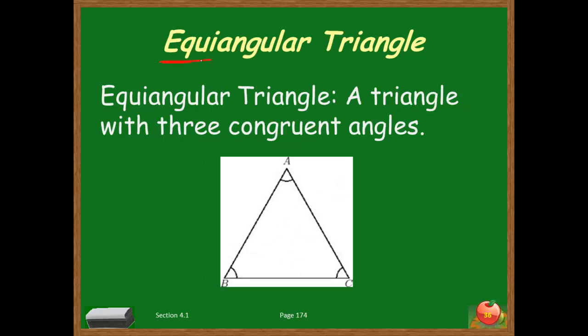Equiangular. Equi means equal, and angles form angular. A triangle with three congruent or equal angles. This triangle has angles A, B, C that are all congruent, so it is an equiangular triangle.